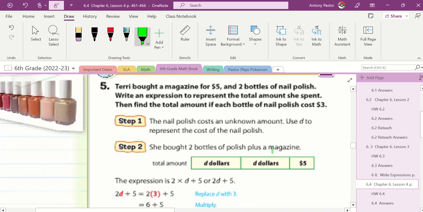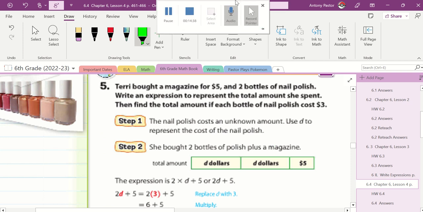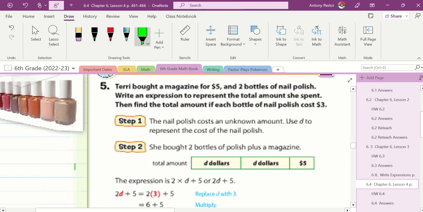All right, and this will be our last example for this lesson, and we're making decent time. Terry bought a magazine for $5 and 2 bottles of nail polish. Write an expression to represent the total amount she spent, then find the total amount if each bottle of nail polish costs $3. So the nail polish costs an unknown amount at first. We don't know this yet. So we're going to use D to represent the cost of nail polish, or dollars.